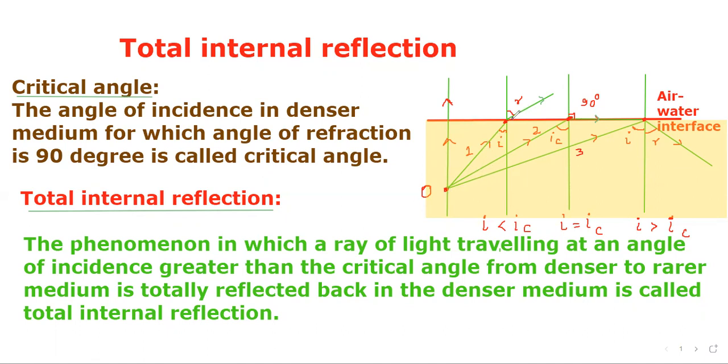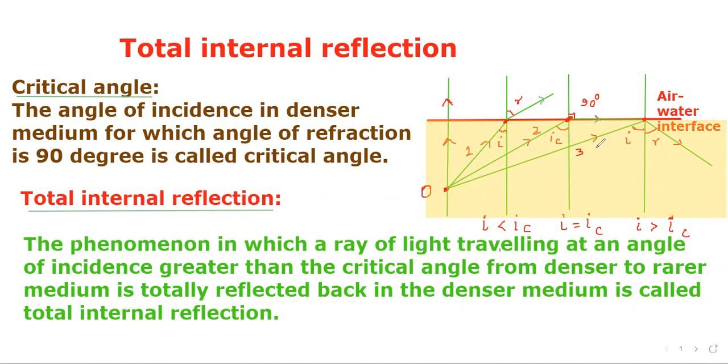Consider this ray. At this point, there is deviation, which means the angle of refraction is greater than the angle of incidence. Now, consider the second ray. At this point, there is refraction, but the angle of refraction becomes 90 degrees. So this angle of incidence, for which the angle of refraction is 90 degrees, is called the critical angle.